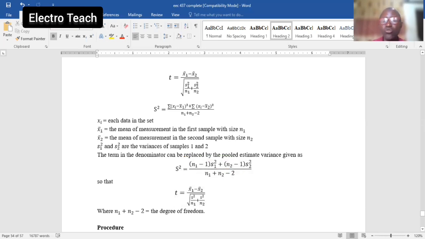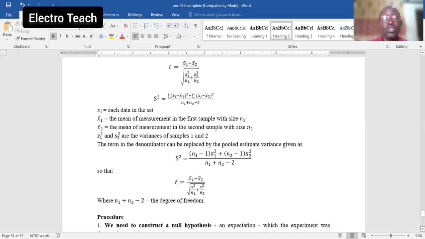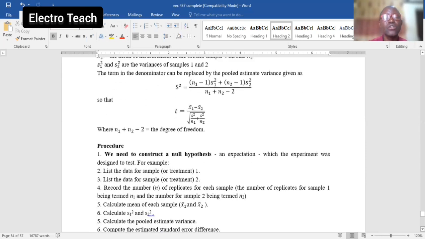Remember, we will need the degrees of freedom to check the tabulated values for the analysis carried out, the test statistic used. So we need the significance level, that is alpha. We also need the degrees of freedom to check the values. And the procedure to follow to calculate a t-test is this.